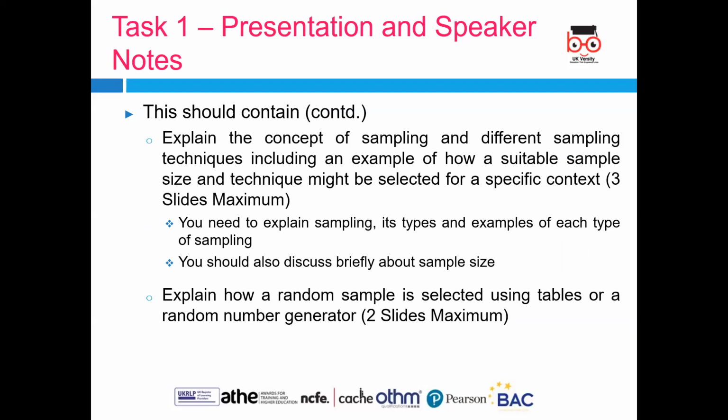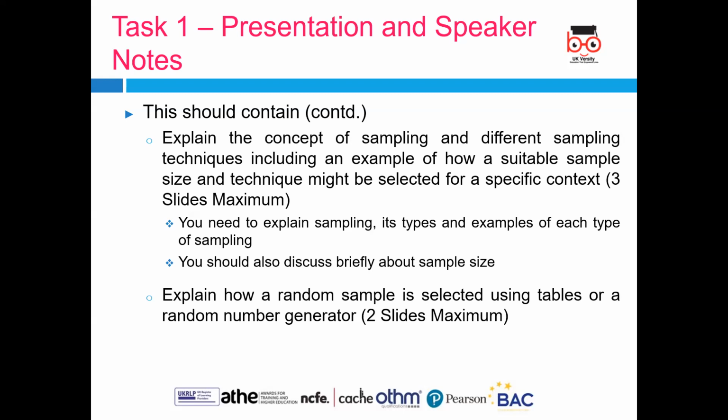So the third one you should cover is to explain the concept of sampling and different sampling techniques, including an example of how a suitable sample size and technique might be selected for a specific context. So here you can use 3 slides. So here in this you may need to explain sampling, its types and examples of each type of sampling. And you should also discuss briefly about the sample size.